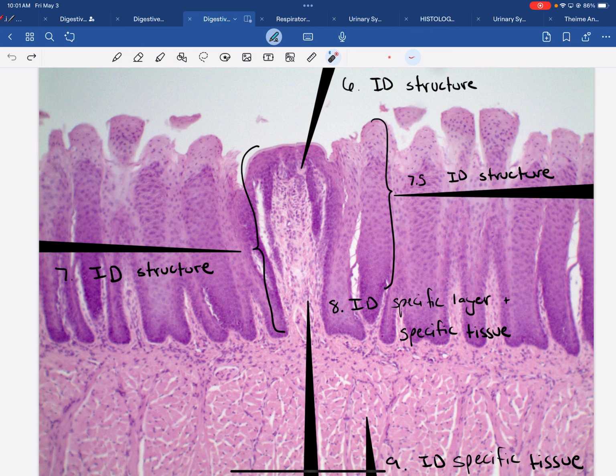What is this structure? It can't be a filiform papilla because it has taste buds. Filiform papillae don't have taste buds. Oh, you said fungiform? Okay, good. It's a fungiform papilla because the taste buds are on the top, and only fungiform papillae have taste buds on the top. Good.